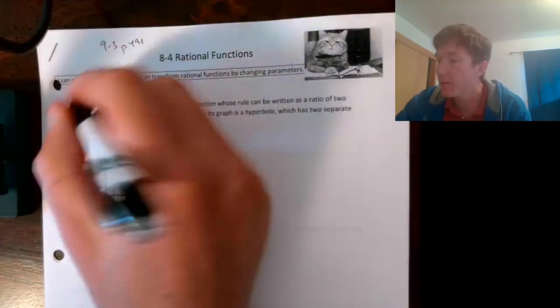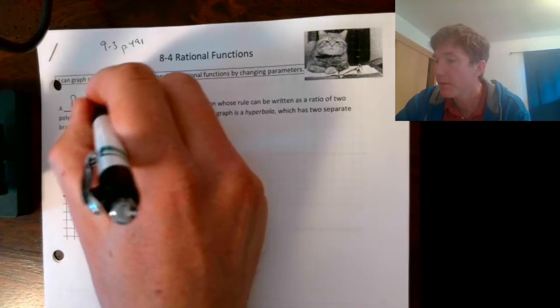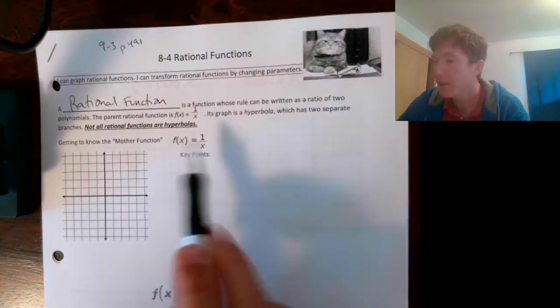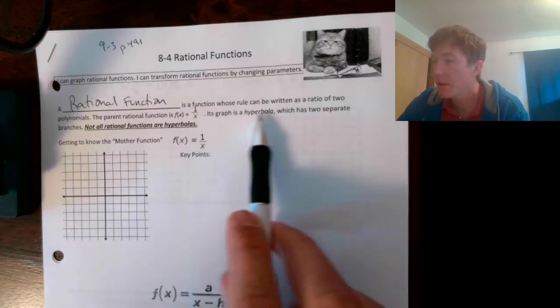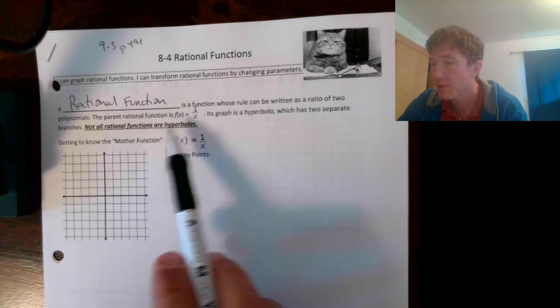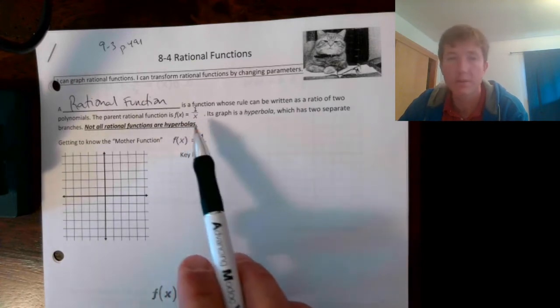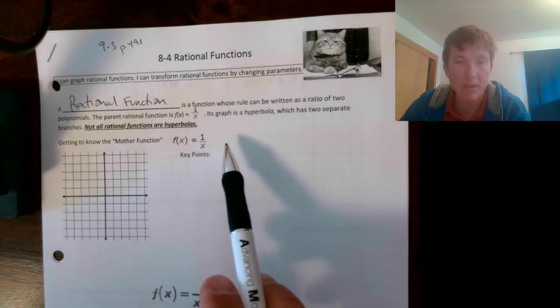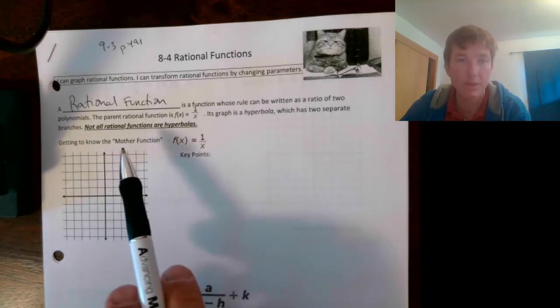So a rational function is a function whose rule can be written as a ratio of two polynomials. The parent rational function is f of x equals 1 over x. Its graph is a hyperbola, which has two different branches.